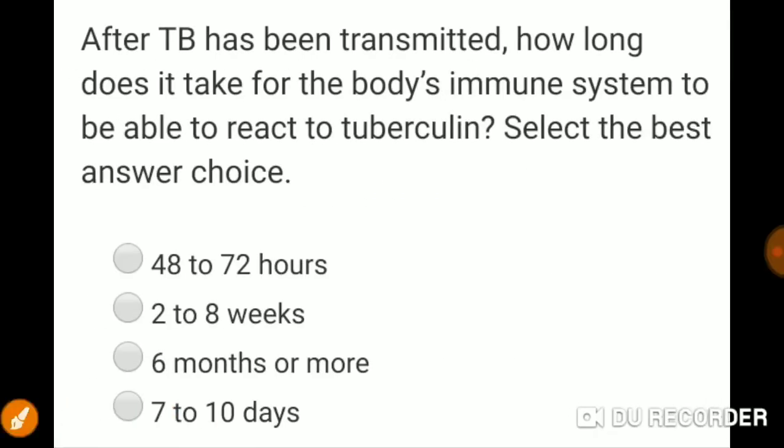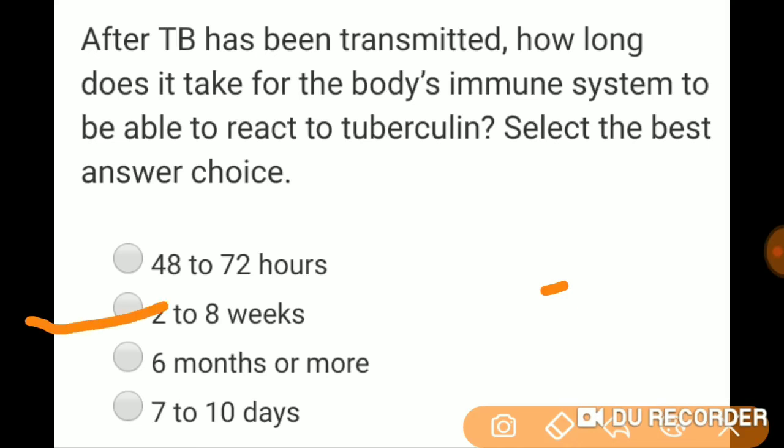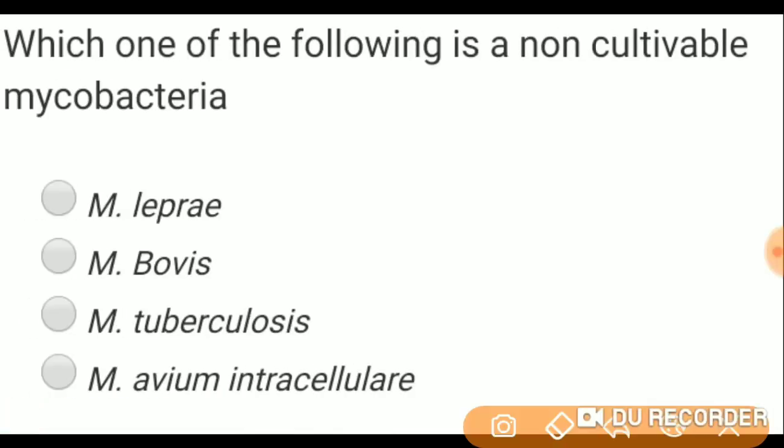ethambutol. Now, after TB has been transmitted, how long does it take for the body's immune system to be able to react to tuberculin? Select the best answer of choice, that is 2 to 8 weeks. Which one of the following is a non-cultivable mycobacterium? That is Mycobacterium leprae.